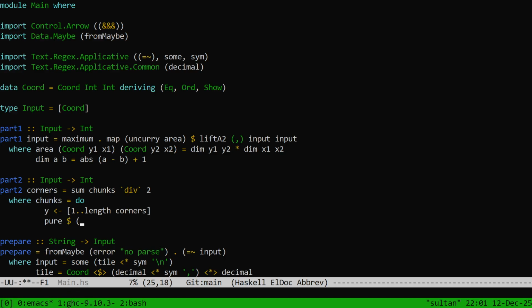Pure of corners. Well, let's see. Let's find a get function. Get of n is corners n minus 1, and we'll just work. This will be the one place where we convert to 0 indexing.